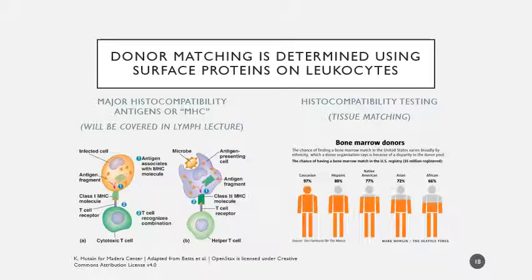Asian broadly is 72%, but I believe I've read that South Asian, so like India, Pakistan, Bangladesh, is even lower than that. And then people of African descent have a much, much lower likelihood of finding a match. And this is in the United States. Globally, these numbers are even more challenging.